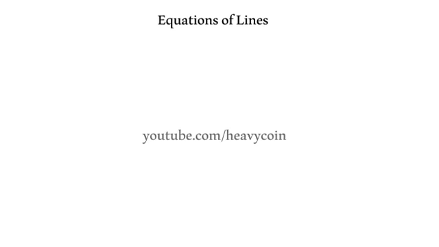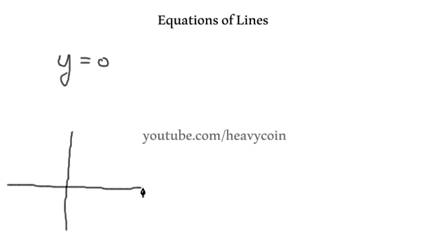Graph y equals 0. What does that graph look like? Well, let me show you. Right here's the x-axis, here's the y-axis, and we just graphed y is equal to 0. The slope is 0, m is 0, the y-intercept is 0. Anyway, it's actually the x-axis.